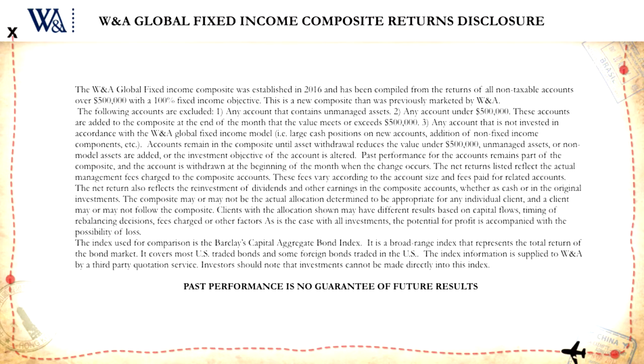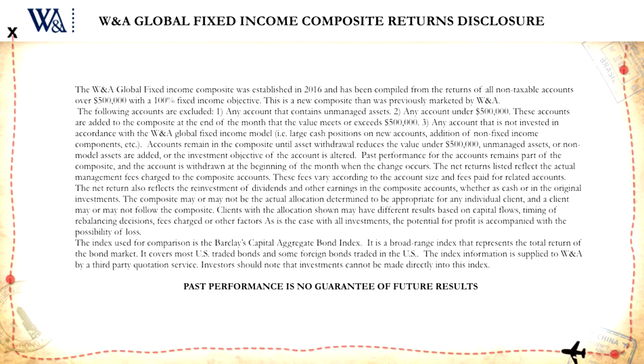The W&A Global Fixed Income Composite was established in 2016 and has been compiled from the returns of all non-taxable accounts over $500,000 with a 100% fixed income objective. This is a new composite that was previously marketed by W&A. The following accounts are excluded.